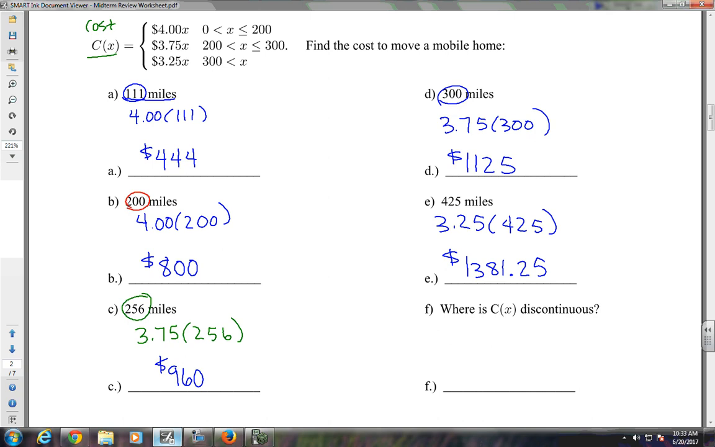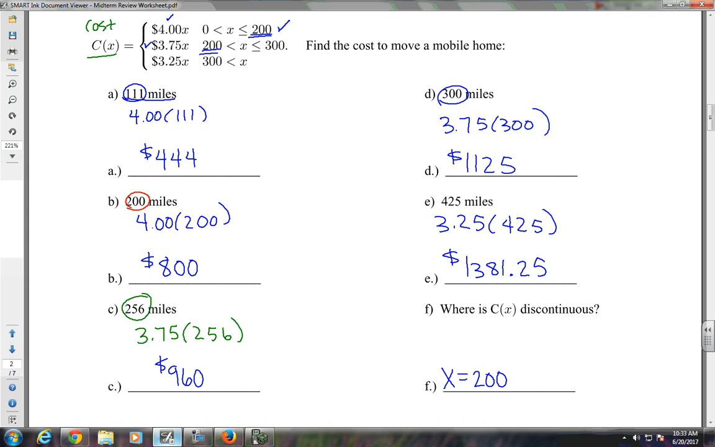So notice at 200, we have a break in the function. We know that the function value for x equals 200 is calculated by this line. If we were to plug 200 into the second line, those values would not match. That creates a break in the function. So c of x is discontinuous at 200.